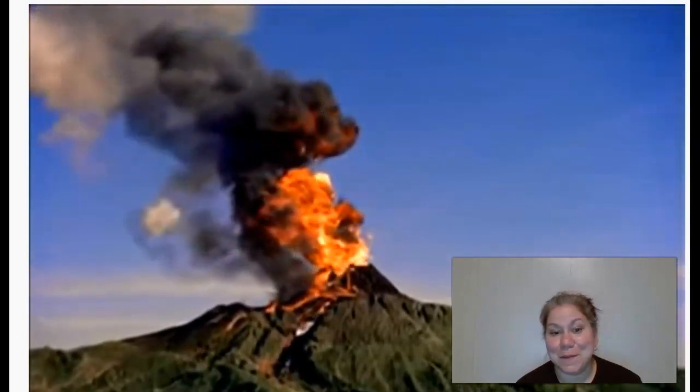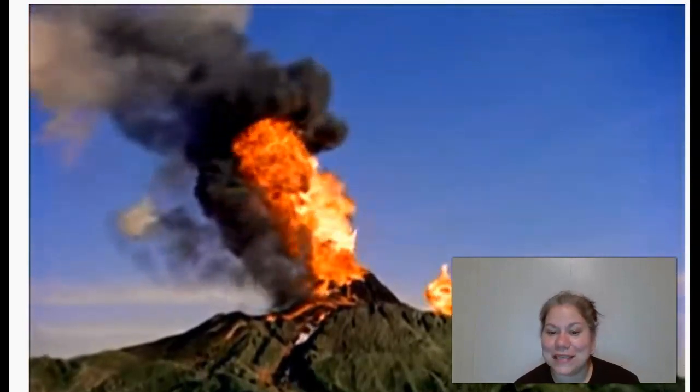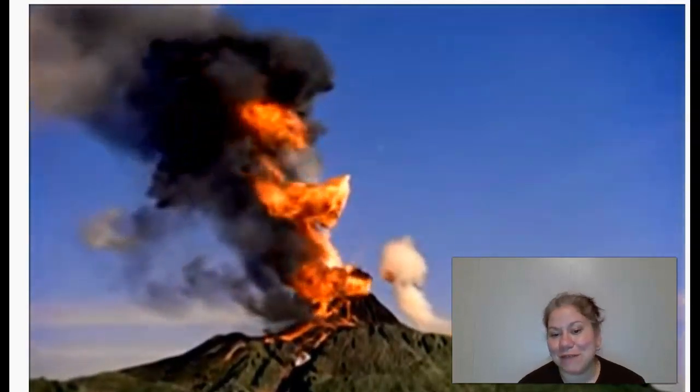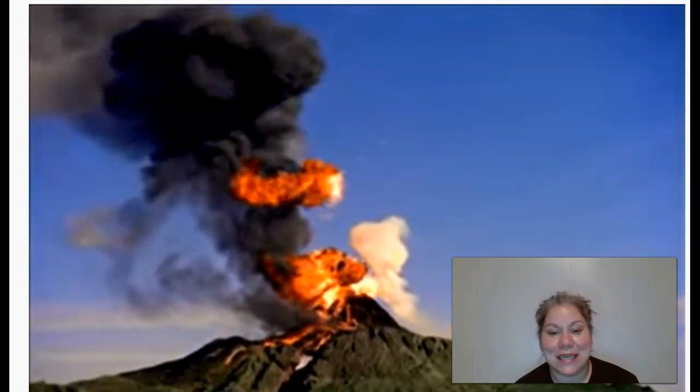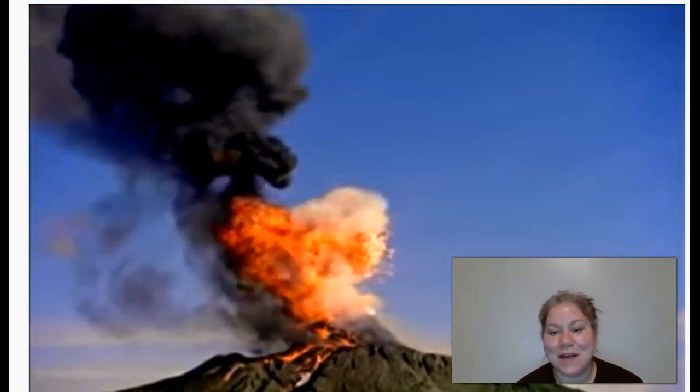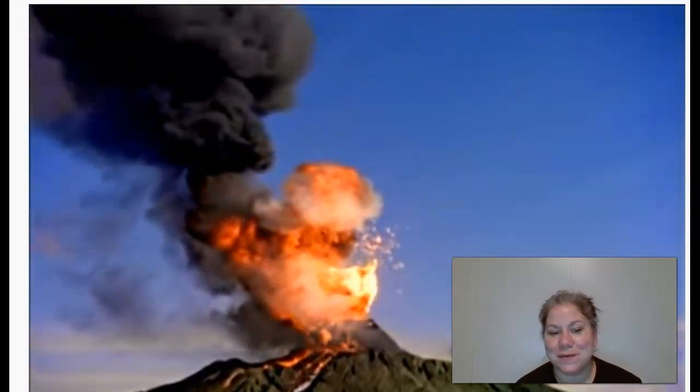And as you can see, there's an amazing volcano erupting right now while I stare out my window. And even though we're going to have to be inside, we're going to be pretending that we are in Hawaii and we're watching this amazing volcano erupt.